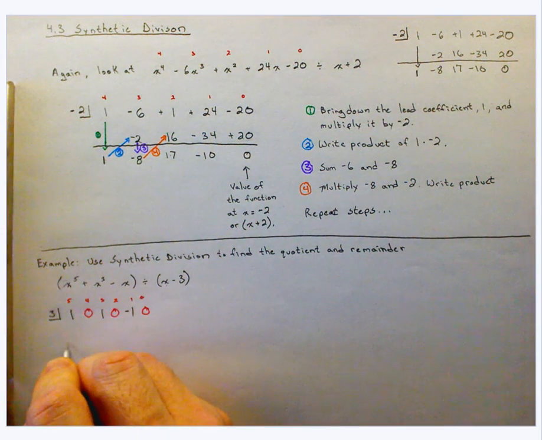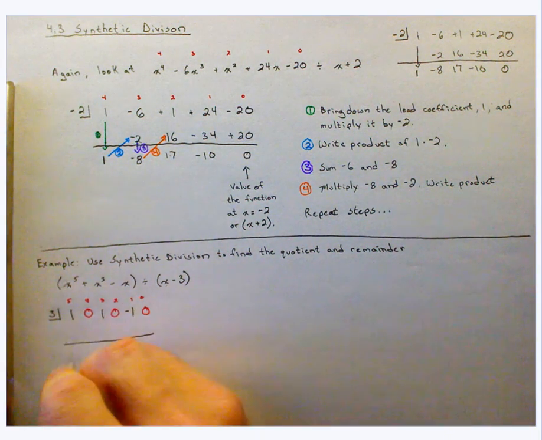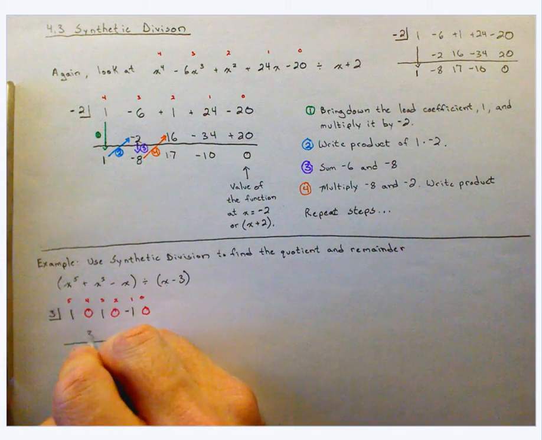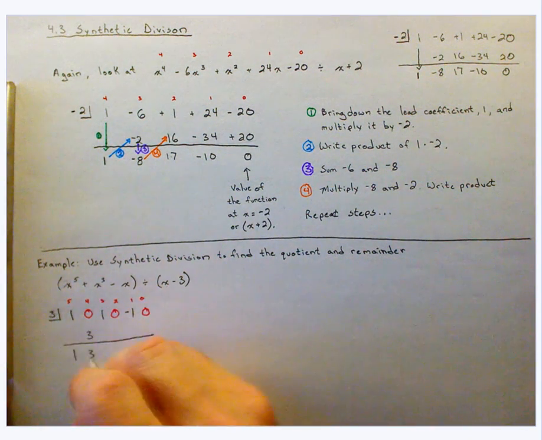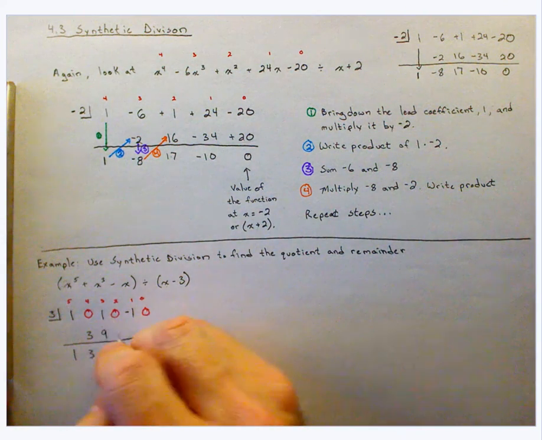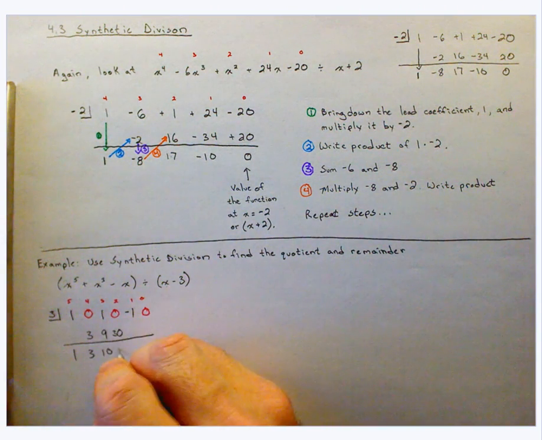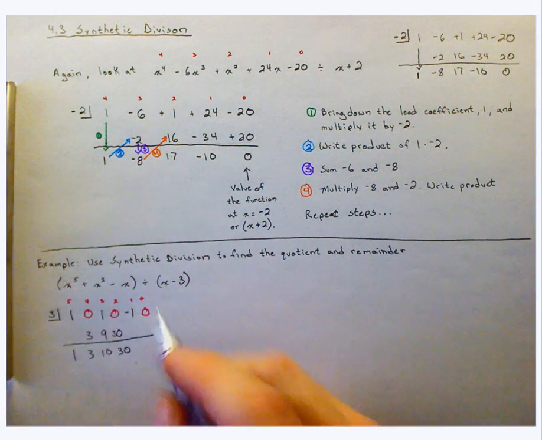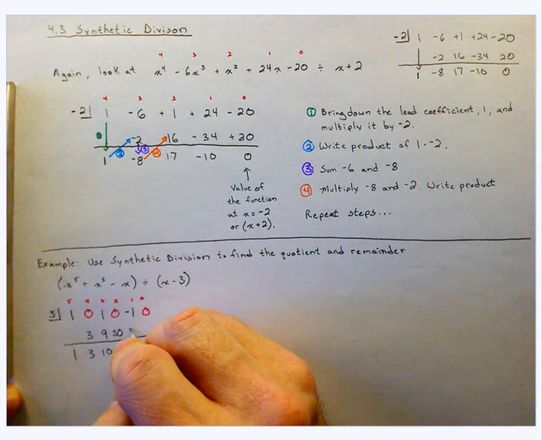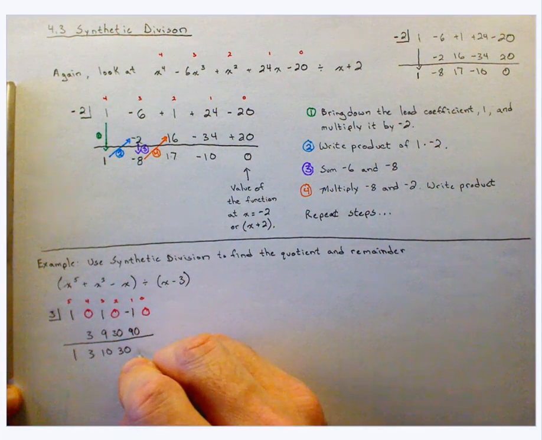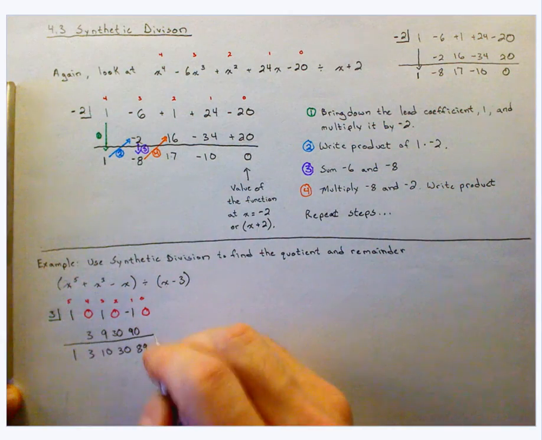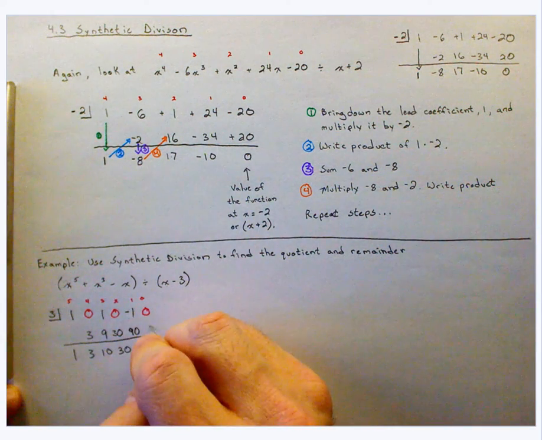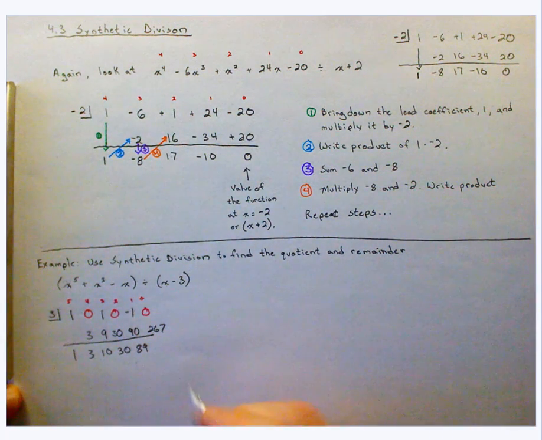Now I'm left doing my synthetic division. I drop my 1, 3 times 1 is 3, add them together, that's 3. 3 times 3 is 9, add them together, that's 10. 3 times 10 is 30, add them together, that's 30. I should have given myself more room. 3 times 30 is 90, add them together, that's 89. And then 3 times 89 is 267, right? 27, yep, 267.